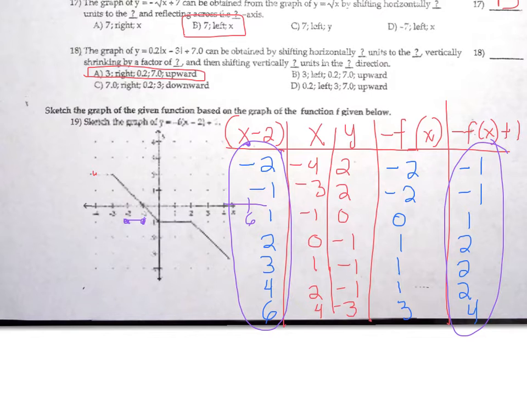Okay, one more time. Negative 1, negative 1. Then I have 1, 1. 2, 2. 3, 2. 4, 2. 6, 4. Okay, and that's the answer.